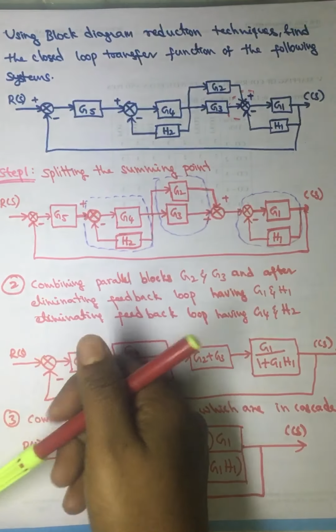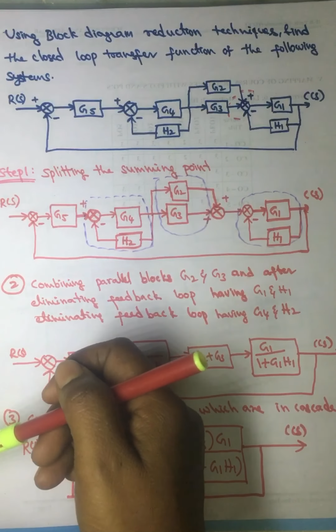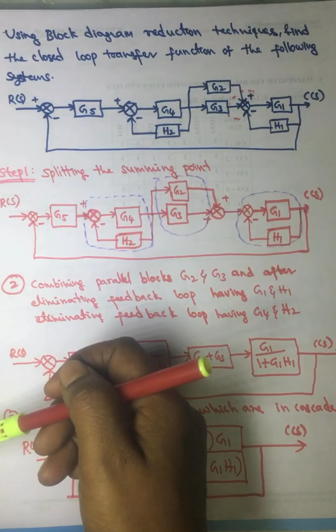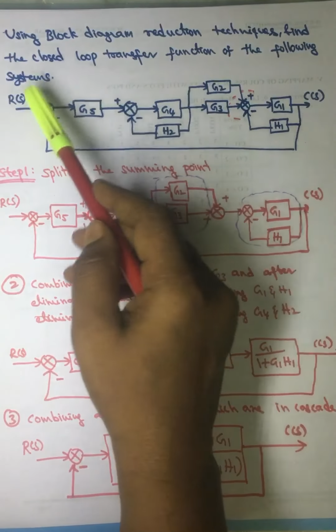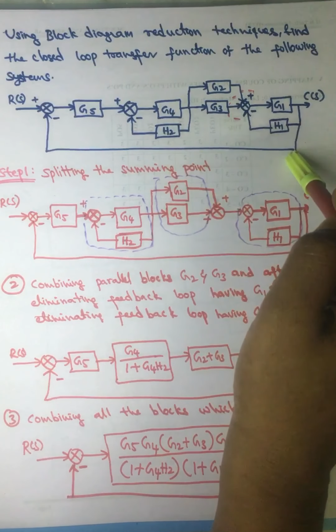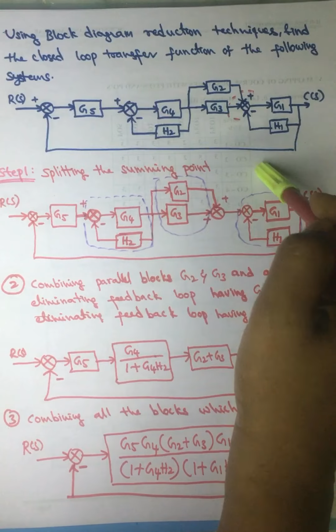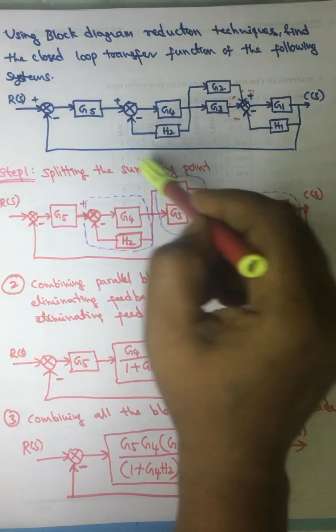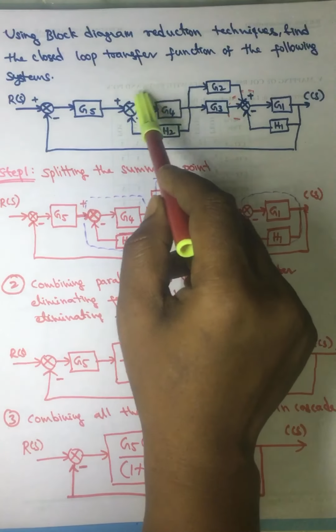In this lecture, we will be discussing another problem to find the closed loop transfer function using block diagram reduction technique. So this is the problem given. We have to find out the closed loop transfer function by reducing this block diagram. If you observe this block diagram, we can see that this is the feedback path.